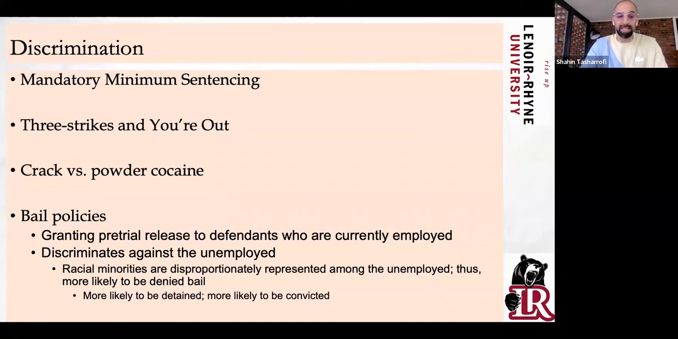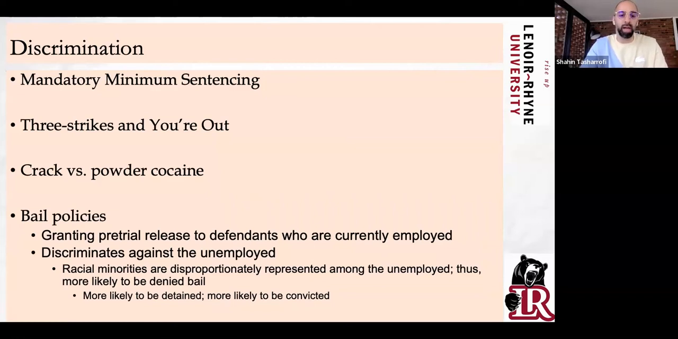Another classic example of this would be crack versus powder cocaine, and the documentary 13th that you may have watched. If not, I have assigned it to this week of the course. It does a great job explaining this problem. There are several theoretical frameworks that have been provided for explaining this sentencing disparity between crack cocaine and powder cocaine. Crack cocaine is typically known as a street drug, whereas powder cocaine is known as a party drug that is typically used by white and middle class people, whereas crack cocaine is typically used by the working class and is known as a street drug.